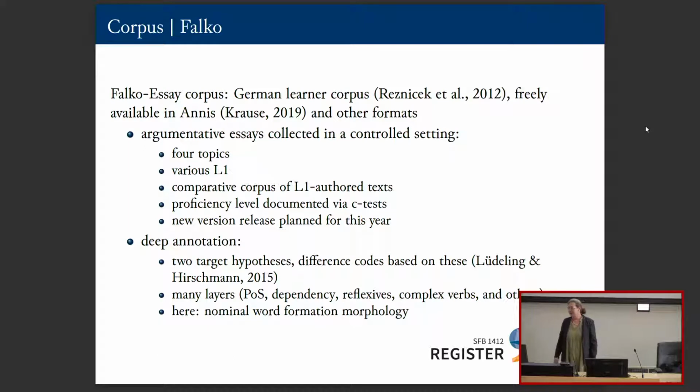Now, something about the Falco corpus that many of you know, but let me just repeat this. It's a German learner corpus. It's freely available. It has many, many annotation layers. It is well documented. You can know everything about it. It's an essay corpus on 4 different topics. The contributors were able to choose between the topics, so everybody could just decide which ones they wanted.